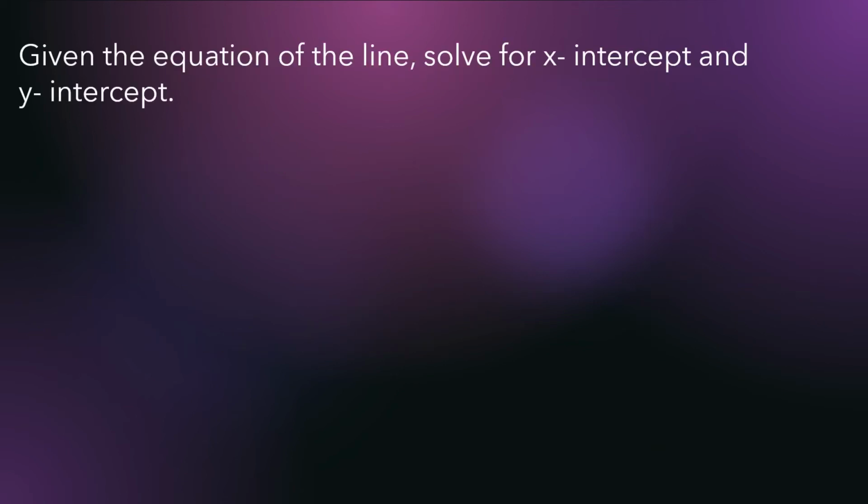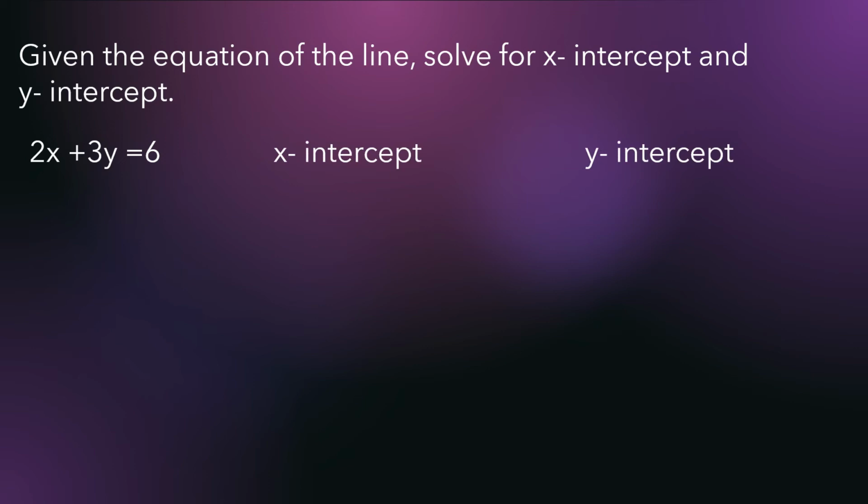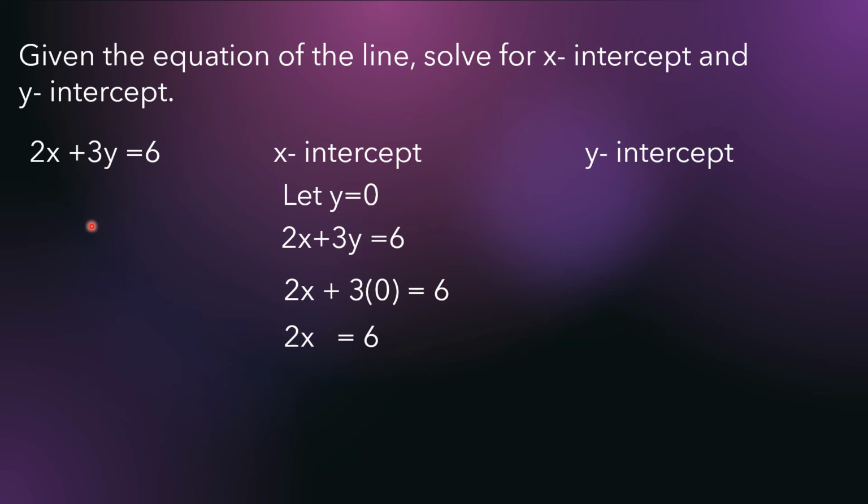Given the equation of the line, we can now solve for the x-intercept and the y-intercept. So I have here 2x plus 3y is equal to 6. Now, to solve for the x-intercept, we let y is equal to 0. You remember a while ago in the graph, for the x-intercept, y is 0. So what we're going to do is simply substitute y is equal to 0 in the given equation. So 2x plus 3 times 0 is equal to 6. 3 times 0 is 0. So we have 2x is equal to 6.